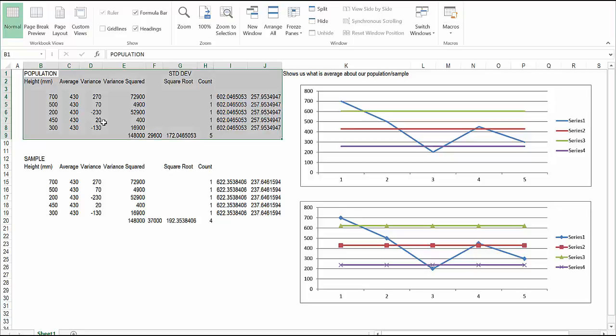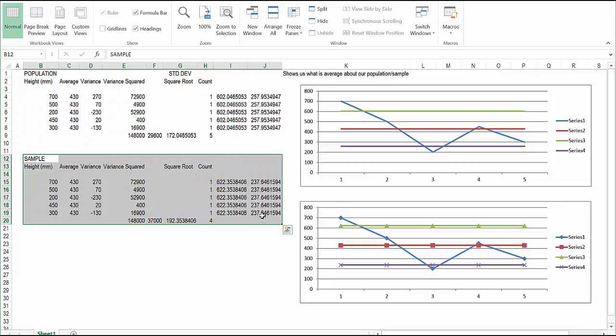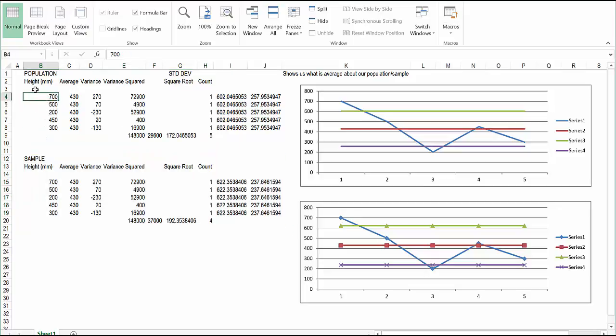This is assuming that I only have 5 data points, and that's my entire population. This one is assuming that those same 5 data points are just a sample of a larger population. So here are my data points. I have some heights here in millimeters: 700, 500, 200, 450, and 300. This column calculates the average, and that is the formula right there. Then it just repeats that 430 all the way down.